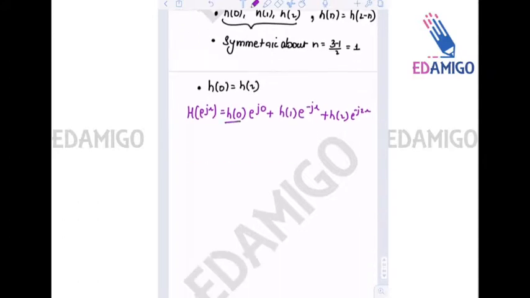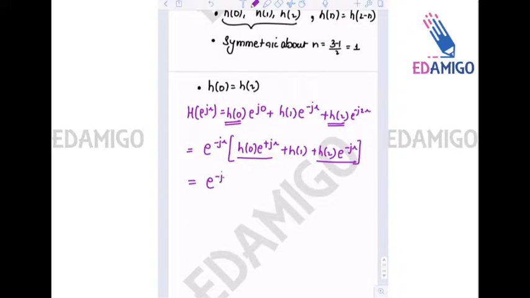Now since h0 and h2 are equal, taking e^(-jω) common from the whole term, we will get h0 e^(+jω) plus h1 plus h2 e^(-jω), all multiplied by e^(-jω). So these two terms in h0 and h2 are equal, so they will form a cos term. So e^(-jω) times 2 h0 cos ω plus h1 is the H(e^jω).